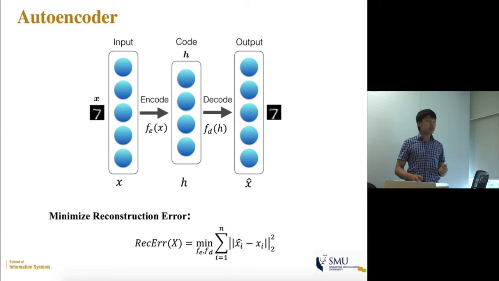The objective function for the autoencoder is to learn the pair of encoder and decoder functions so that they can minimize the reconstruction error. The error is actually the L2 distance between the original feature vector and the reconstructed feature vector. And then the hidden representation here can be used for classification, or it can be seen as a latent representation of the original feature vector.